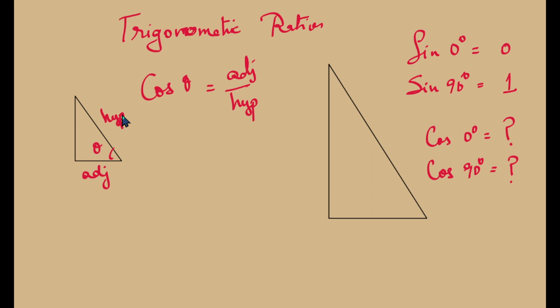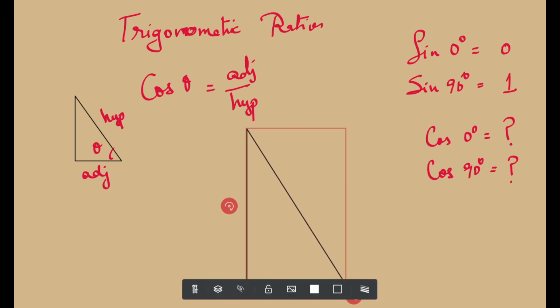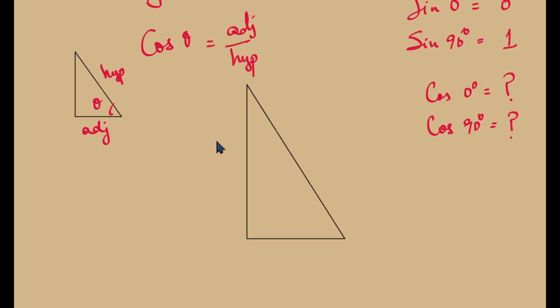And it is the same for any angle as we saw before, because all right angle triangles with the same theta are similar to one another. So let us try arriving at cos theta. We need a right triangle, so we have this triangle now. Let's try with this triangle. I'll place it here.